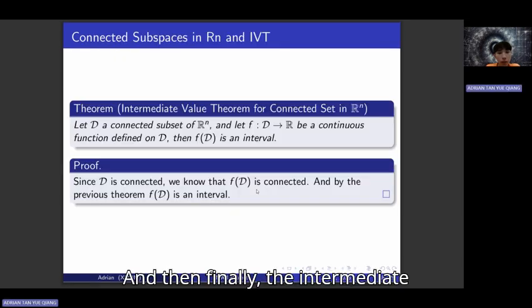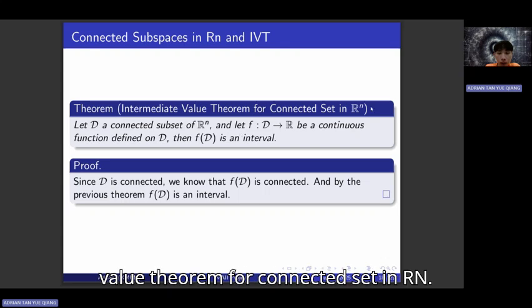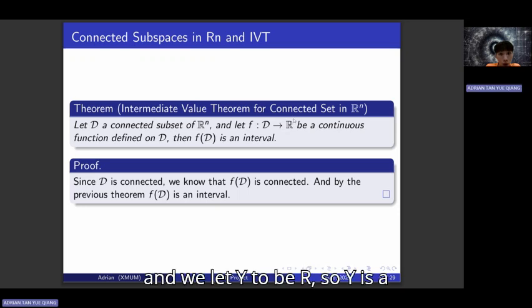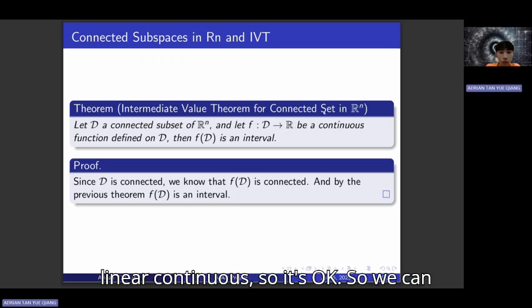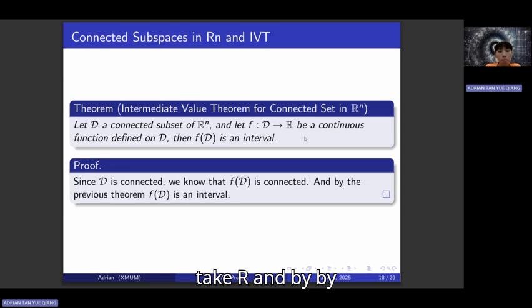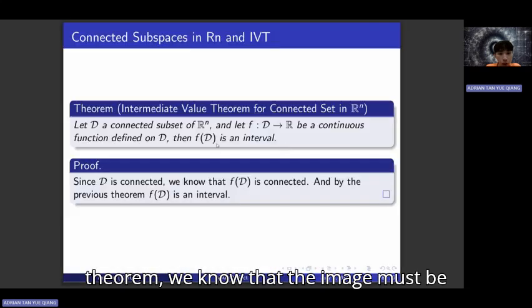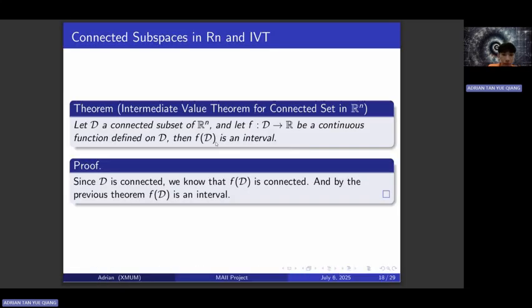And then finally, the intermediate value theorem for connected sets in Rn. We see that this is a special case of what we have proven just now. This special case is that we let X be D, which is now a connected subset of Rn, and we let Y be R. Y is a linear continuum, so it's okay. By our previous theorem, we know that the image must be an interval since it is connected.